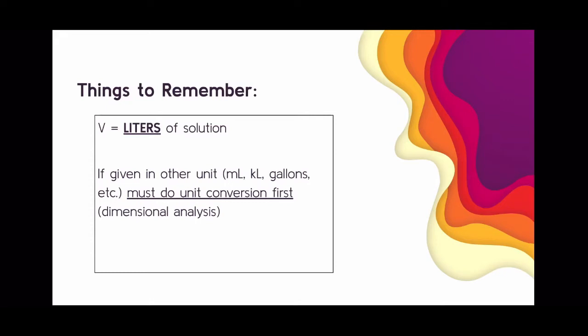So the way that you would do this, if I give you milliliters or kiloliters, you would just use your metric stairs. Remember, for every stair you move to the right, you move the decimal one space to the right, and for every stair you move to the left, you move the decimal one space to the left. Or if I give you a volume in gallons, you would have to go through dimensional analysis using the conversion factors. Hopefully you remember how to do that. Just remember that these are very specific units. You have to have them in the correct unit in order to plug them in and get the correct answer.